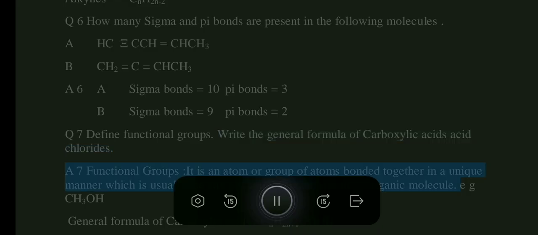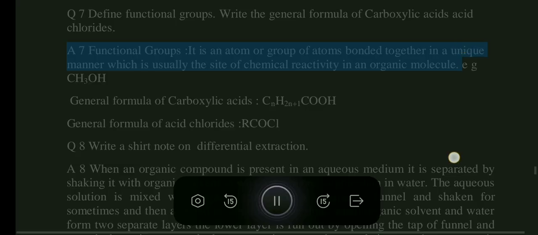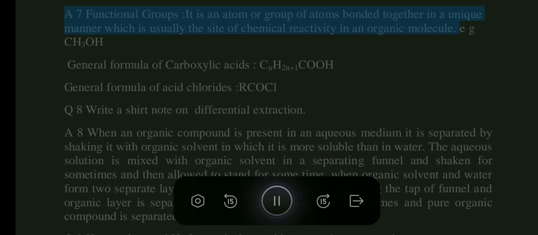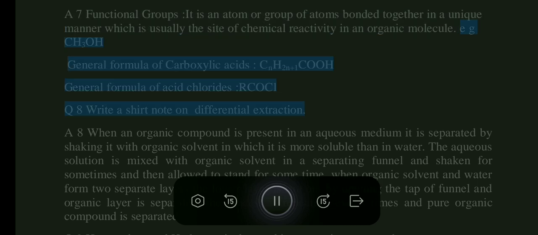A7. Functional group: it is an atom or group of atoms bonded together in a unique manner which is usually the site of chemical reactivity in an organic molecule. E.g. CH3OH. General formula of carboxylic acids: CnH2n+1COOH. General formula of acid chlorides: RCOCl.